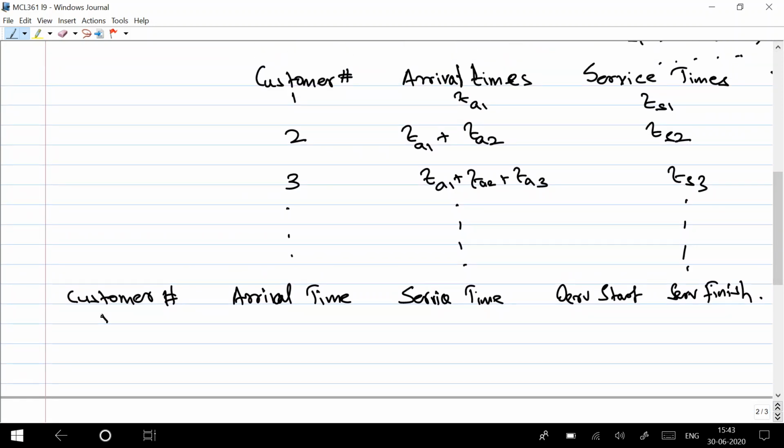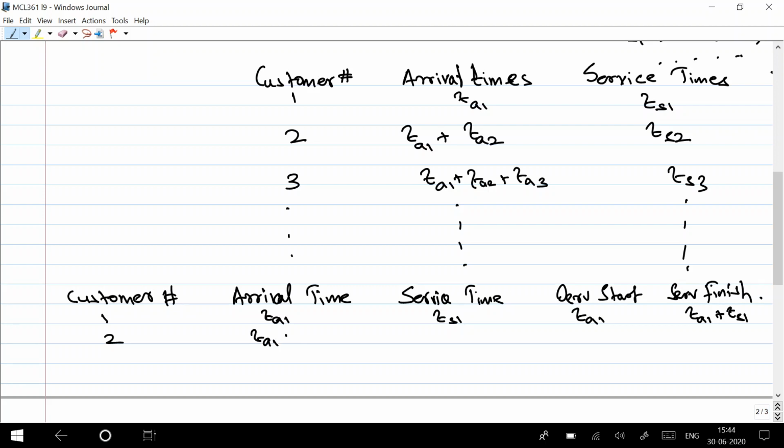Now customer number one, arrival time is TA1. Service time is TS1. Service start is at TA1 itself. Nobody is waiting. Service finish is going to be TA1 plus TS1. This is the service end time, right? Next, what you have to do is figure out whether TA1 plus TA2 is actually less than TA1 plus TS1.